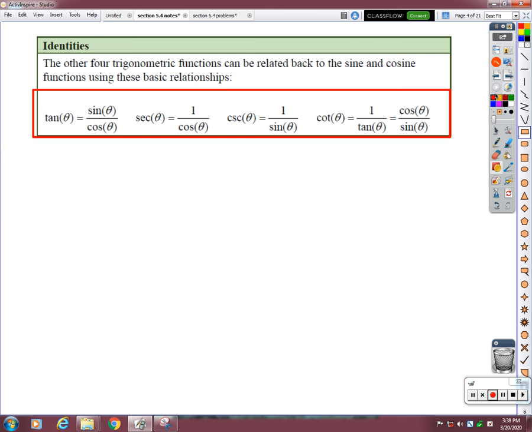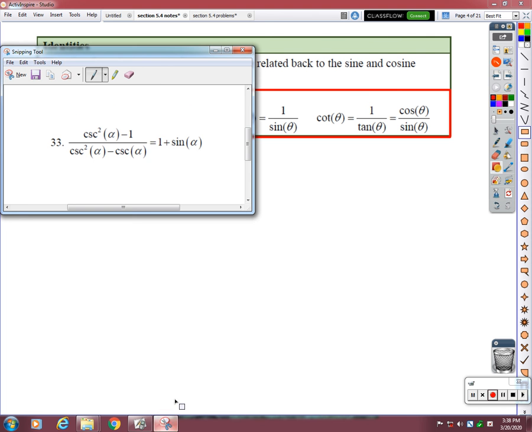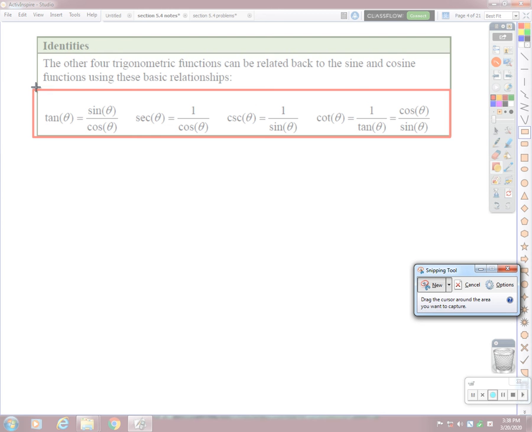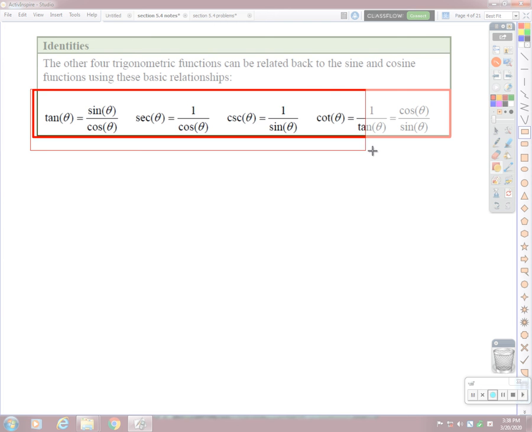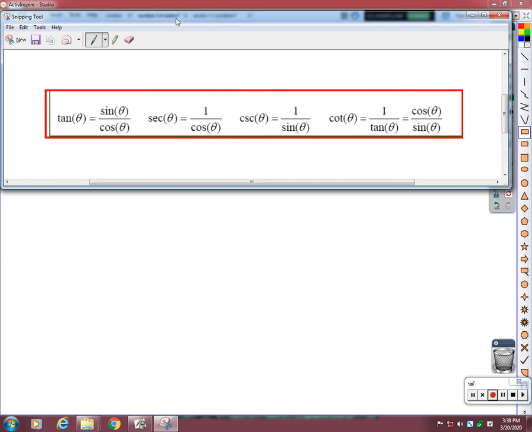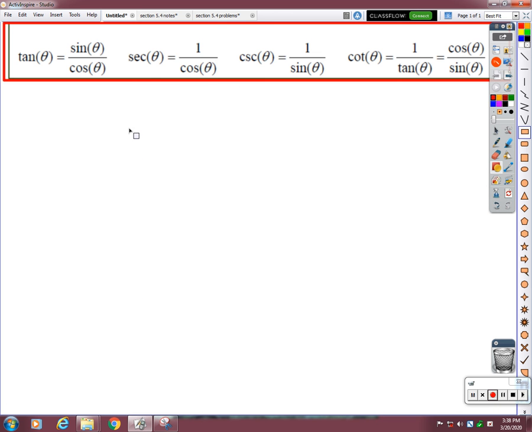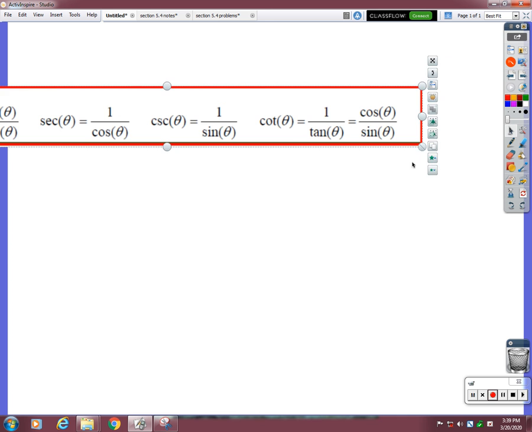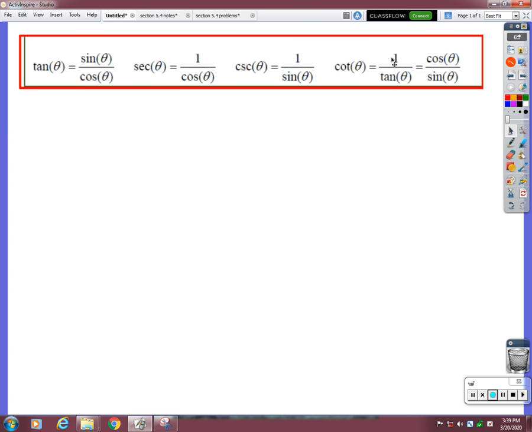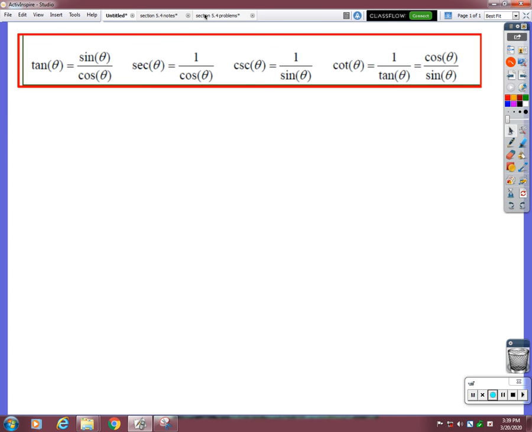So let's grab these so we can have them available to us throughout the day. I'm going to grab these and throw them onto this page over here. That way we can easily refer back to these when we have to, just like we did yesterday with our special triangles.